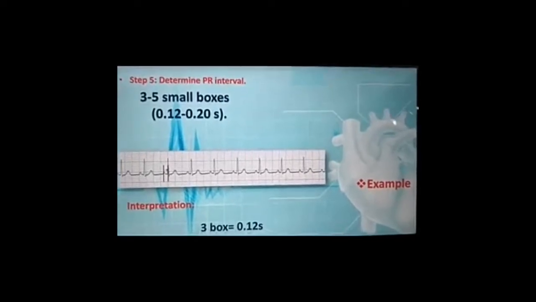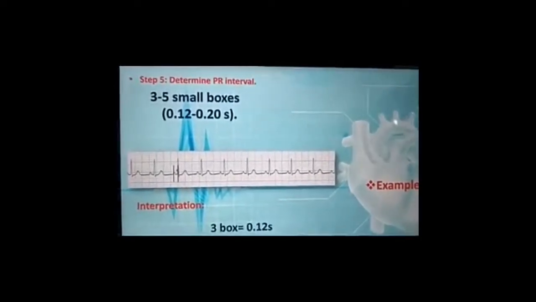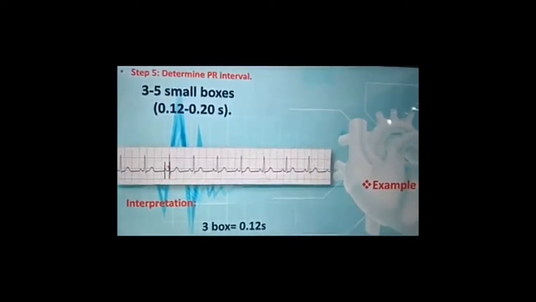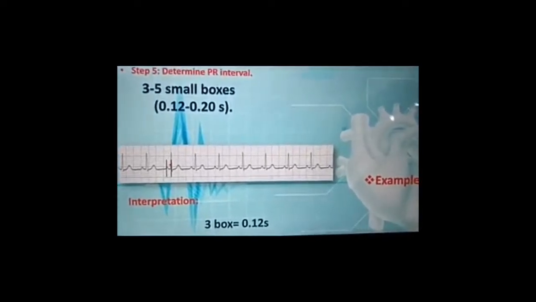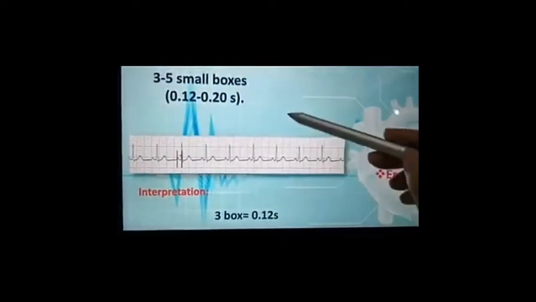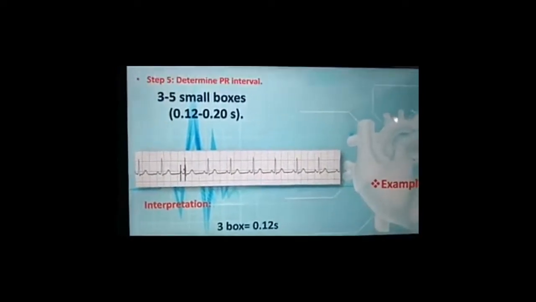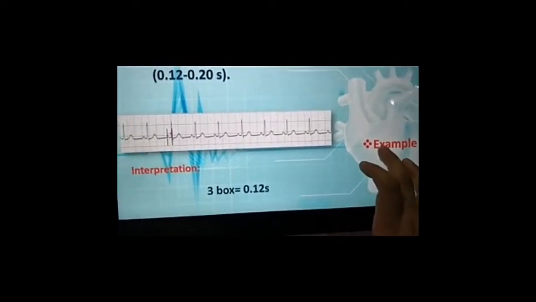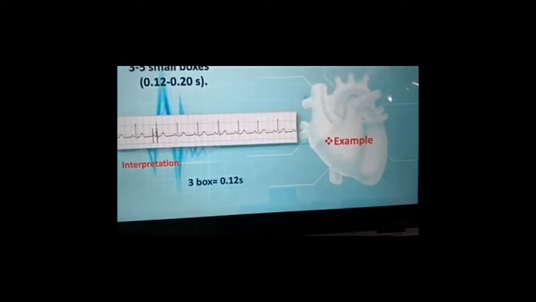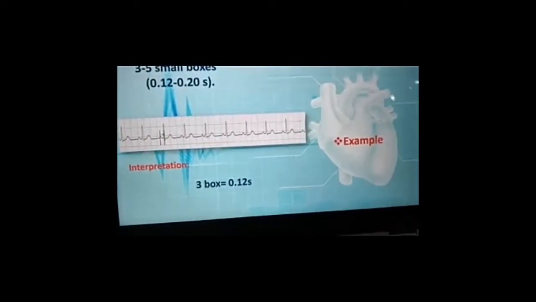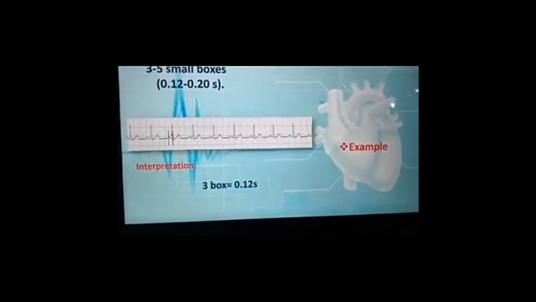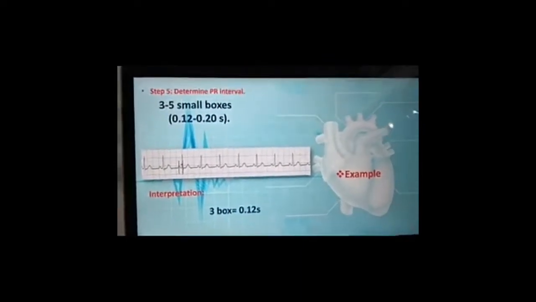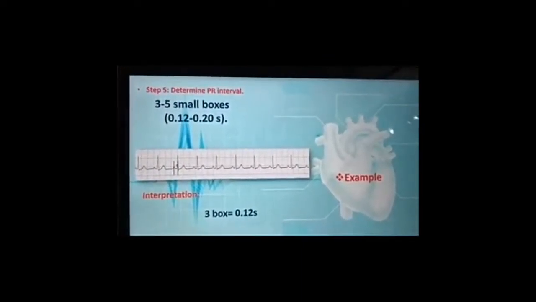Okay, the last step is the PR interval. The PR interval should be from 3 to 5 small boxes, so 0.12 to 0.20 second. يعني QRS from 1 to 3 small boxes, PR interval from 3 to 5 small boxes. The example here indicates that the interpretation is three small boxes, so it's 0.12 second. It is a normal PR interval.